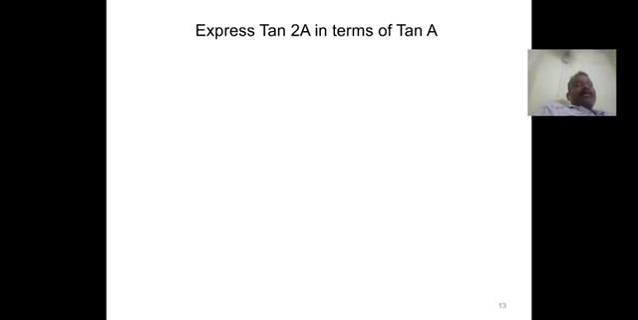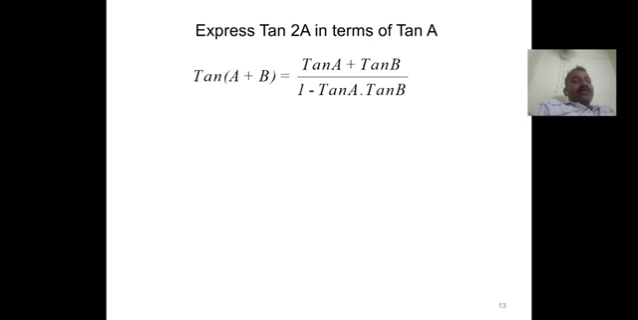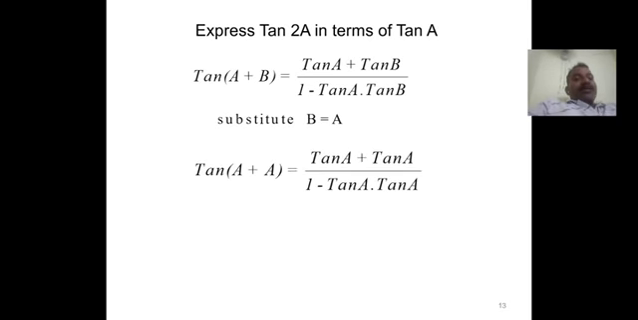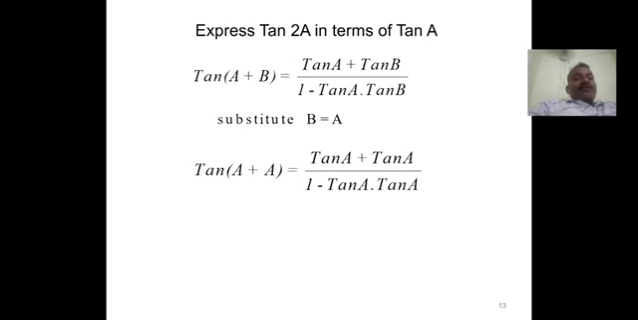Now tan 2a in terms of tan. This tan 2a comes from the tan of a plus b formula. Tan of a plus b is tan a plus tan b by 1 minus tan a tan b. Now if you substitute b equal to a, tan of a plus a is equal to tan a plus tan a by 1 minus tan a tan a. This is tan 2a equal to 2 tan a by 1 minus tan square a. Therefore, this is the formula for tan 2a. Tan 2a is 2 tan a by 1 minus tan square a.